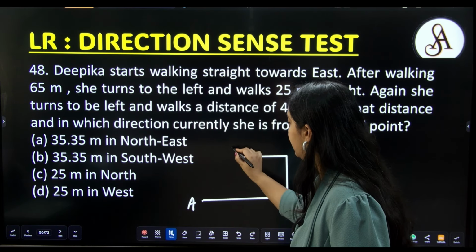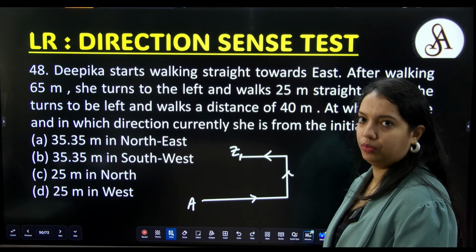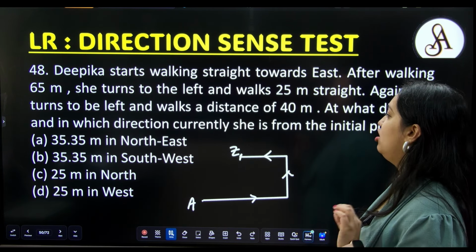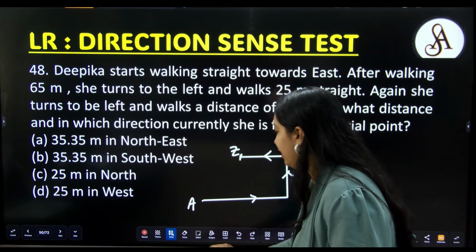This is the starting point. This is the ending point. She went in these directions and she stopped over here. Walk the distance and in which direction is she from the initial point? Luckily, in the options, we have only one correct answer.